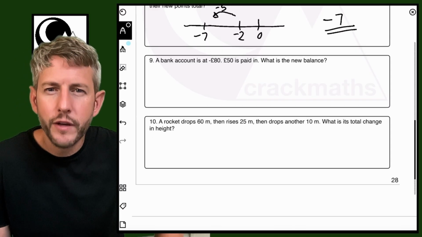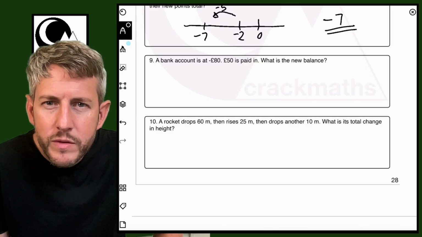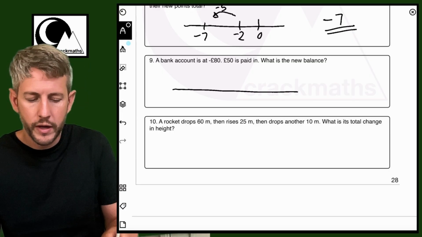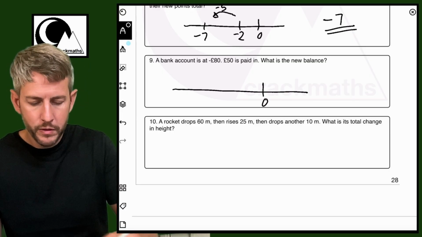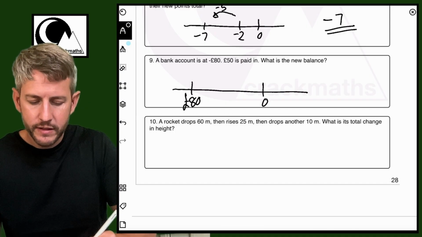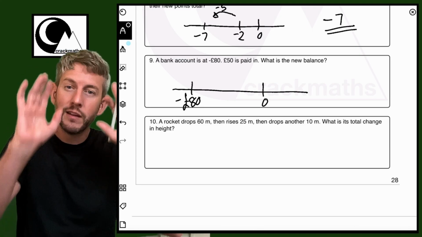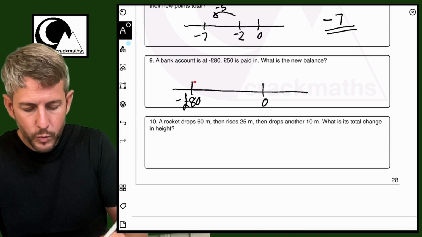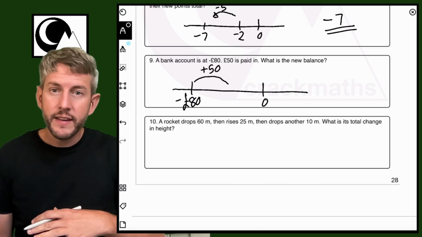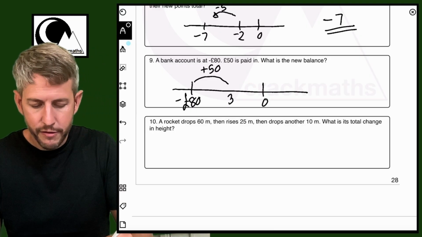Okay, question 9. Question 9 says, a bank account is at negative £80. £50 is paid in. What is the new balance? Okay, so think about 0. Think about our starting point. Our starting point is negative 80. £50 is paid in, so money's going in. We're going to get closer to 0. So we're going to go up 50. Well, negative 80 plus 50 is going to leave us at negative 30.